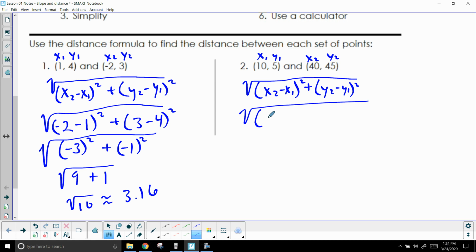So 40 minus 10 squared plus 45 minus the 5 squared. So 40 minus 10 is 30. 45 minus 5 is 40.